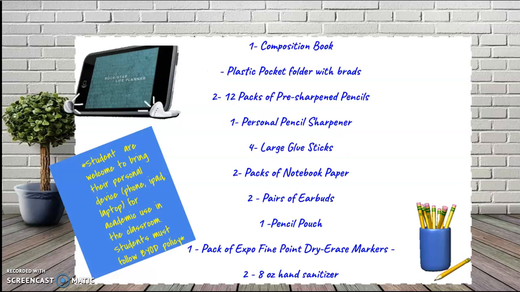It is important that you know what supplies you will need when you are returning to school. For right now, on our virtual expectations, you will just need a notebook, paper, and a pencil. However, when you return on August 31st, you will need one composition book, one plastic pocket folder with brads, 2 12-packs of pre-sharpened pencils, one personal pencil sharpener, 4 large glue sticks, 2 packs of notebook paper, 2 pairs of earbuds, 1 pencil pouch, 1 pack of Expo fine tip dry erase markers, and 2 8-ounce hand sanitizer bottles. Also, if you need tissue, make sure that you have your own personalized tissue as well.